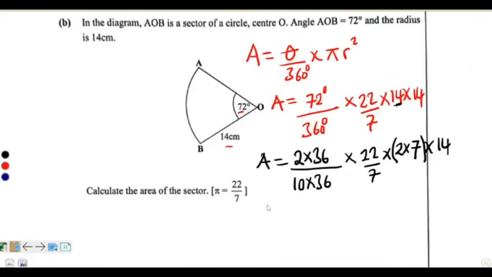Now, from here, we can say area is equal to, we cancel this and this. That is the whole purpose, okay? We cancel that so that we reduce something. Then we are going to have 2 over 10 times. So here we can cancel this 7 and this 7, okay? So we are going to have 22 times these two right here, then times 14. So I do hope that you are following.